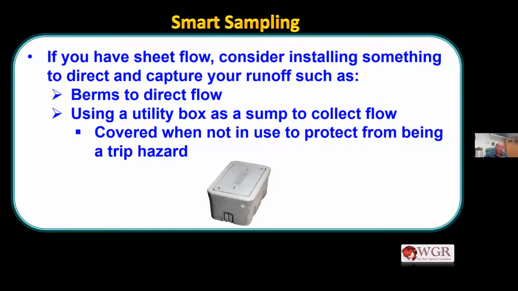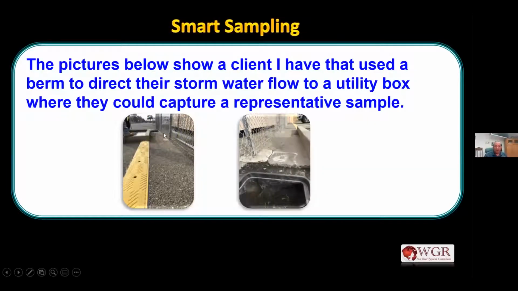And then where water leaves, I recommended to them to put a utility box in the ground. And another client actually did that. What they did was they had a front gate, water was leaving. It was sheet flowing. They were having a hard time grabbing samples because the whole driveway just sheet flowed off. So they installed a little berm in. You can see it here. They installed a berm here, and the water that sheet flowed in would hit the berm and head that direction.